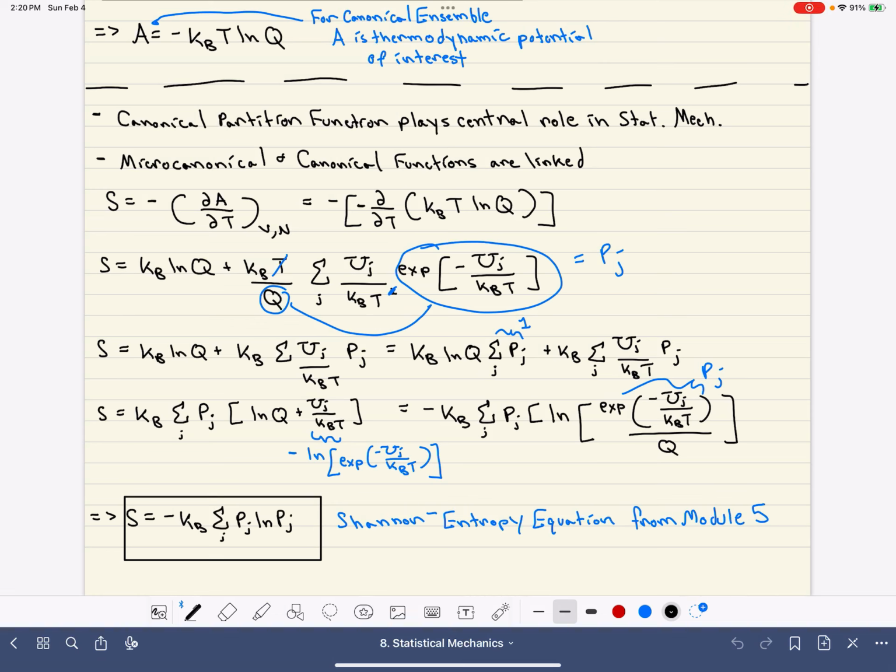So we could relate the microcanonical and canonical partition functions to one another through entropy. And by doing that, that allowed us to relate entropy back to probabilities through the Shannon entropy equation. We could also relate the canonical partition function to previous results we've seen previously.